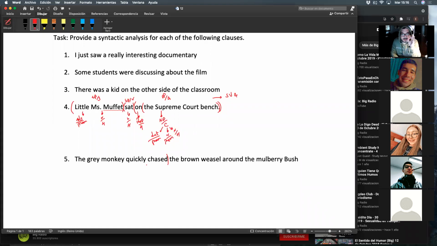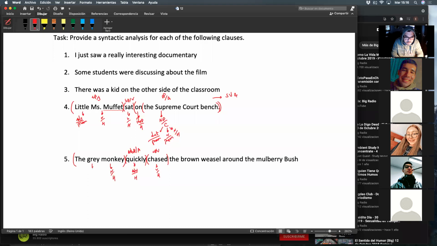¿Sí? The gray monkey quickly chased the brown weasel around the mulberry bush. Quickly, the gray monkey chased the brown weasel around the mulberry bush. The gray monkey chased the brown weasel around the mulberry bush quickly. Sí, está solo. Se puede mover. Chase está solo. Entonces, chase es un verb head, verb phrase, verb, y quickly es un adverb head de una adverb phrase que es adverbio de modo. ¿Cómo corría? Quickly. ¿Quién corría quickly? The gray monkey.